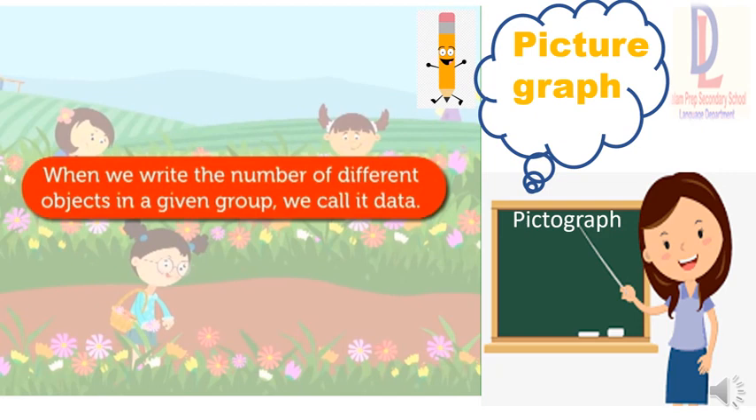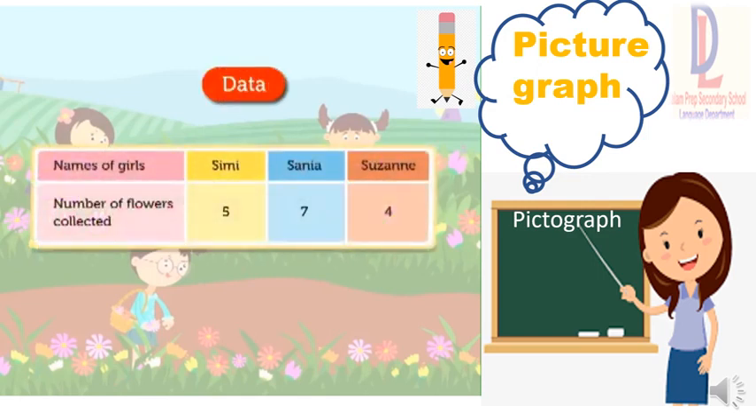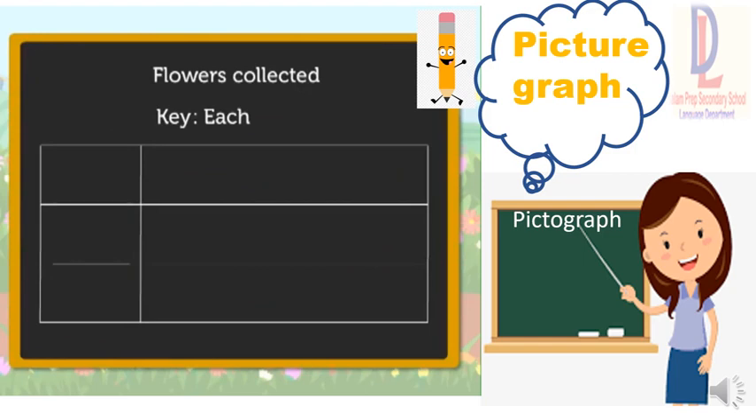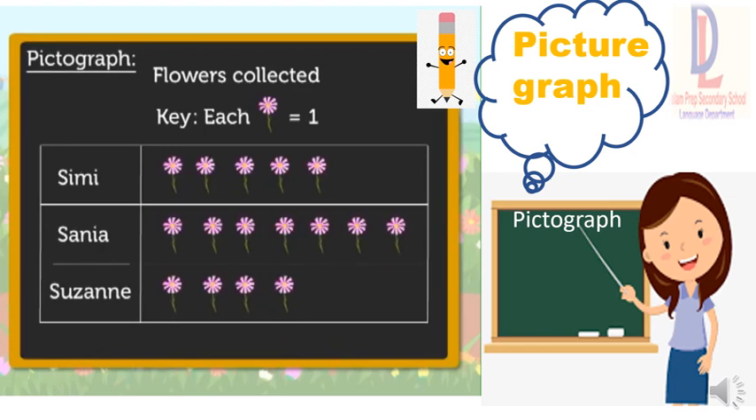When we write the number of different objects in a given group, we call it data. The data given in the flower farm example can be represented as follows. This data can also be represented by drawing pictures. It is called a pictograph. We should be able to collect information from a pictograph by reading it.